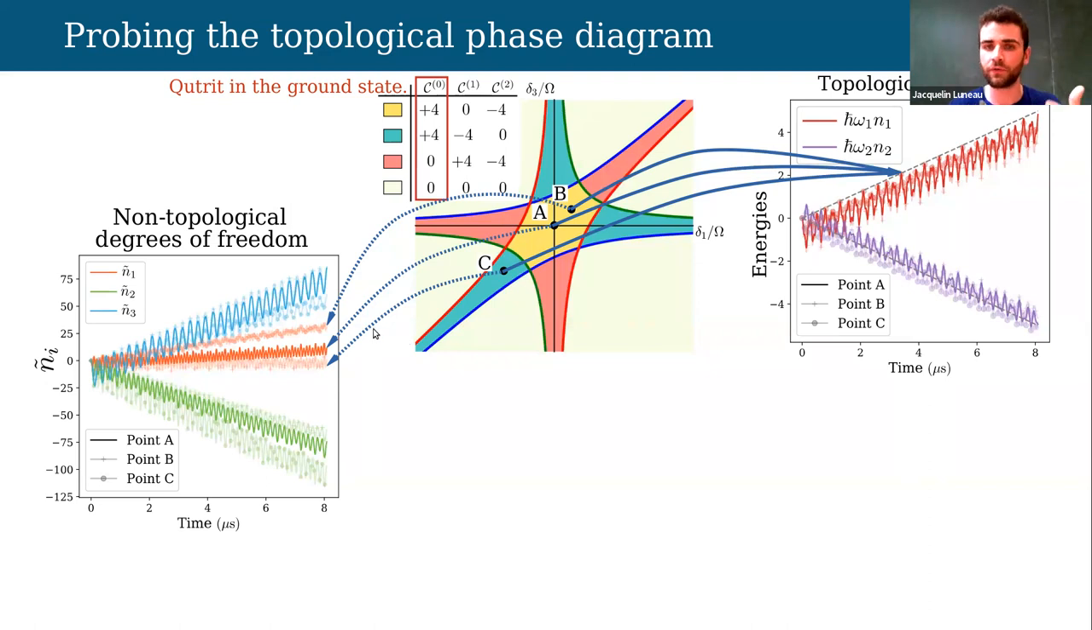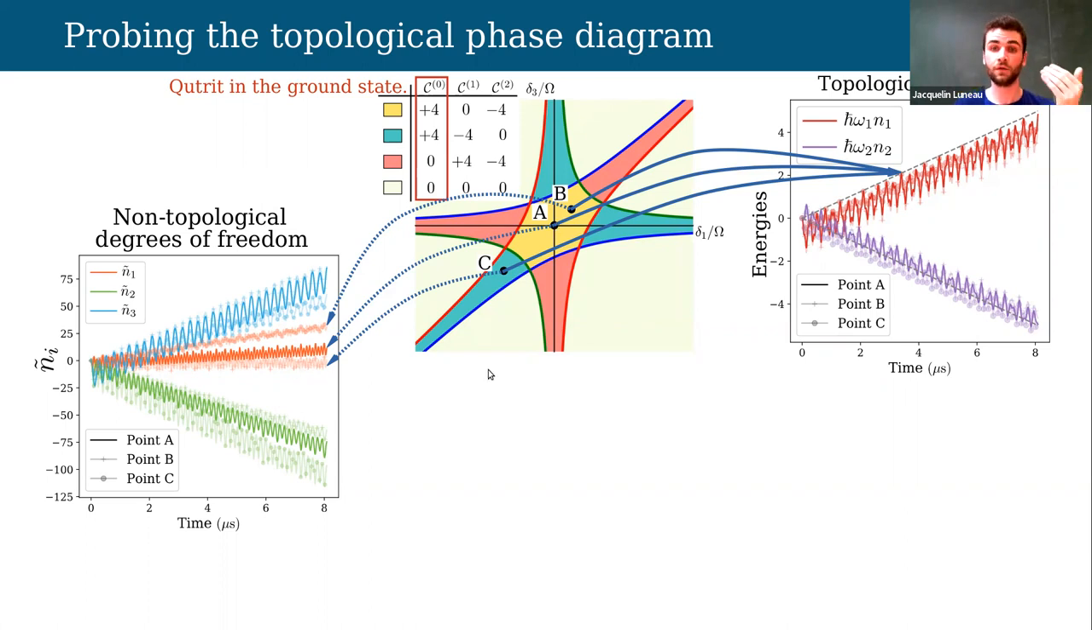But we saw that in the experimental realization, we have more degrees of freedom, and the other degrees of freedom will not be described by the topological framework before, and their dynamics will depend on the precise value of the parameter delta.